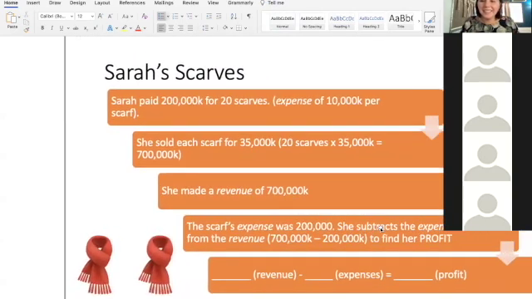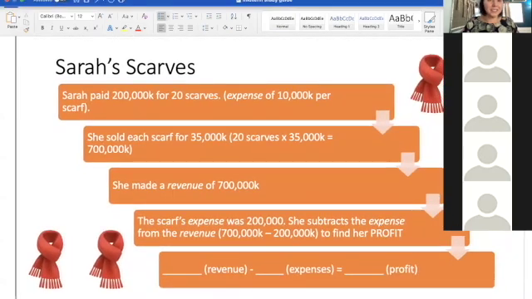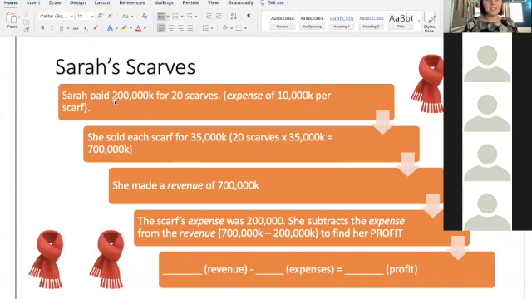We will all respond in the chat. Make sure to respond in the chat for me. Sarah paid 200,000 geep for 20 scarves. She had an expense of 10,000 geep per scarf. So she spent 10,000 geep per scarf, and she paid in total 200,000 geep for 20 scarves.